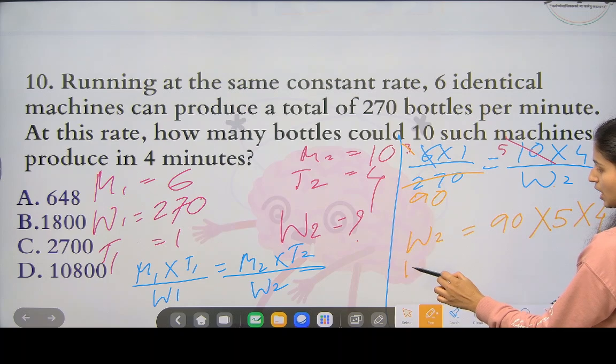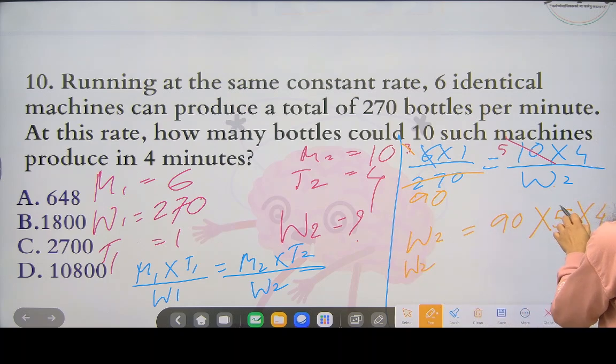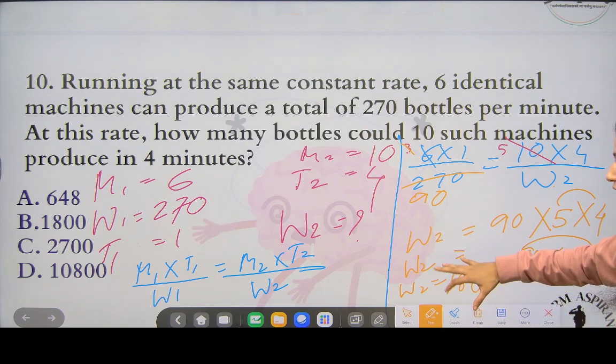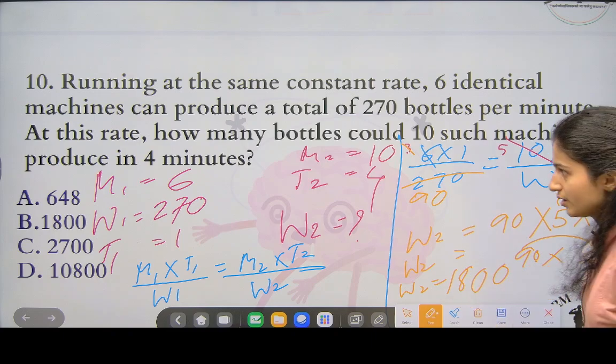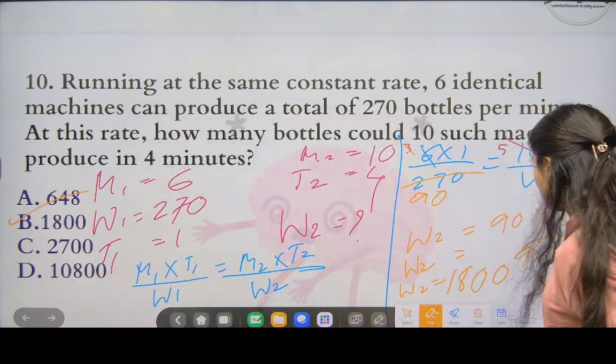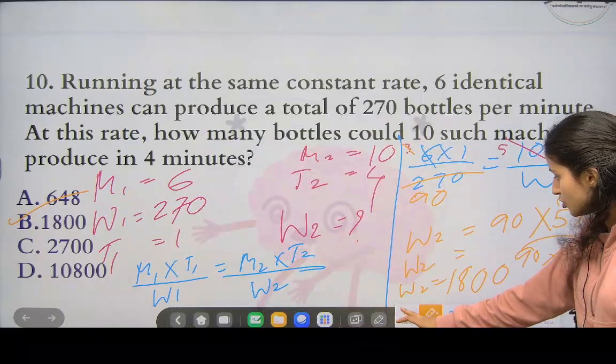Now this is a big number. How to multiply? See, 5 fours are 20. You know that 5 fours is how much? 20. So 20 into 90. Now you know 9 twos are 18. Here 18, and with 1 zero and 1 zero, how many zeros will you give? 2 zeros. So how many bottles, how much work are they doing? 1800. What is the option? Option number B. Okay. Now check.